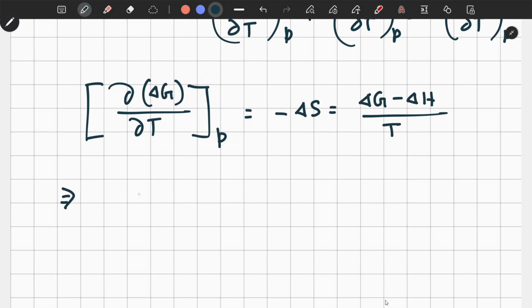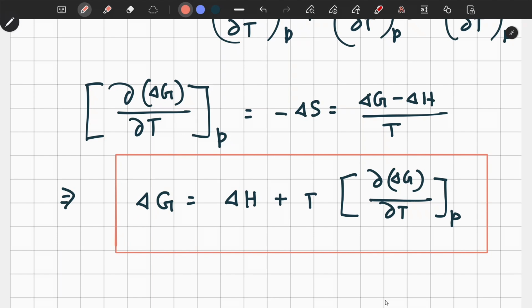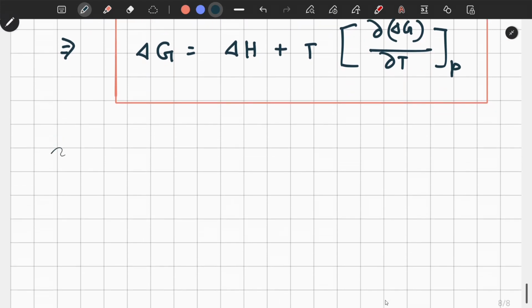Or you can write it. Okay. So this is the Gibbs-Helmholtz equation. I think it's now clear. Yes. But there is another form. You can write it as del G equals del H plus this.